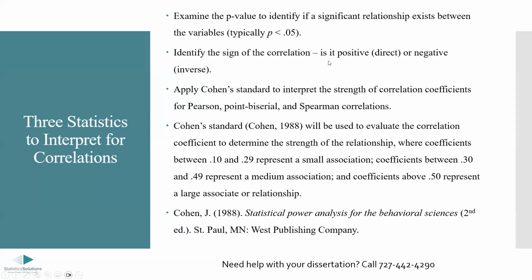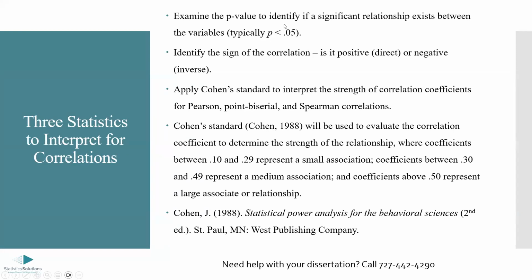Okay? So in terms of the interpretations, there are three key statistics you should interpret when you're running correlations. And this slide specifically applies to Pearson correlations, point biserial, and Spearman correlations. So the first thing you want to interpret, and probably the most important value, is the p-value. The p-value tells you, do you have a significant association between your variables?